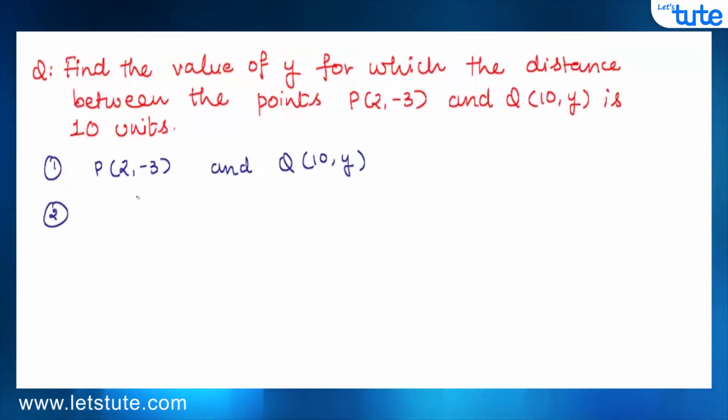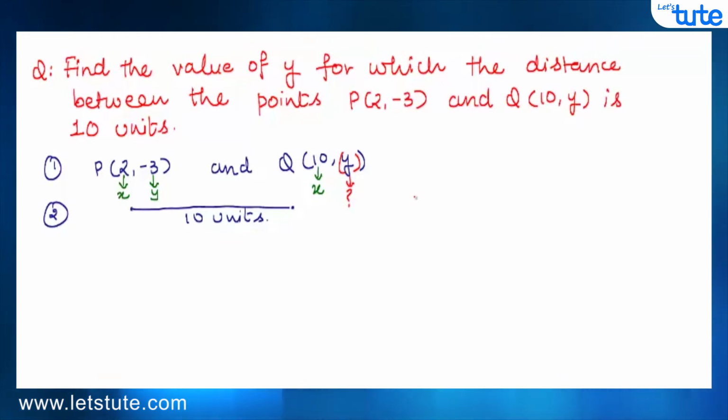Suppose there is a point P over here and Q over here. We have the distance between them, that is 10 units. In given point P, this is our x coordinate and this is the y coordinate. Similarly, in point Q, 10 is our x coordinate, but we don't have the y coordinate, and that is what we have to find as per the question.